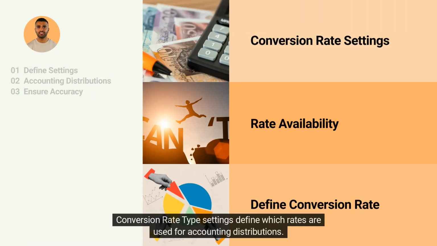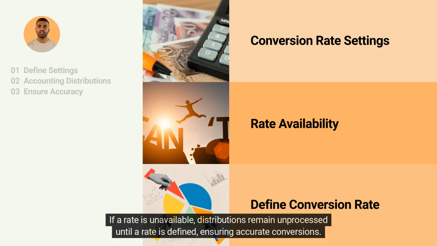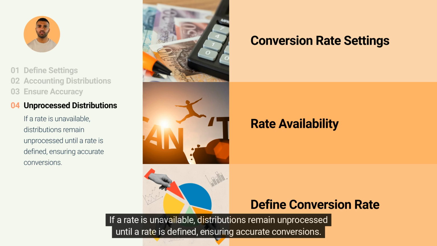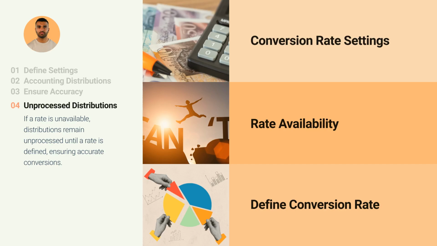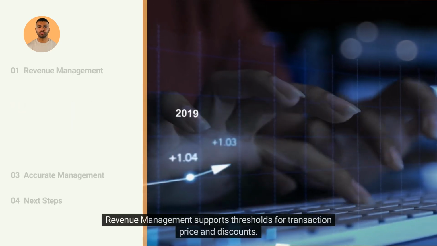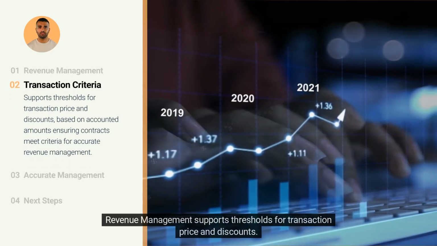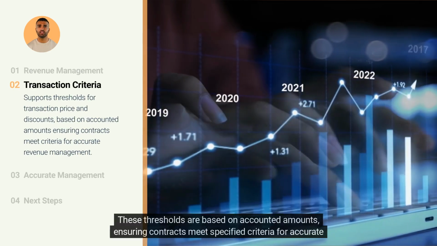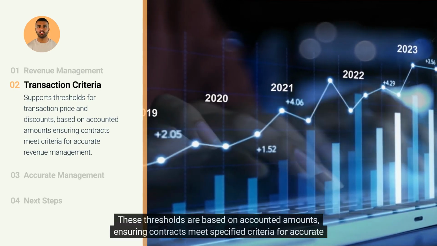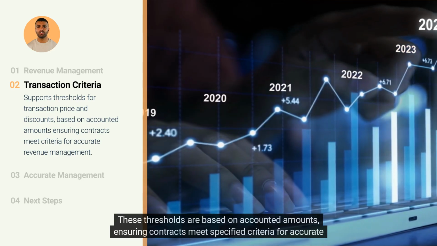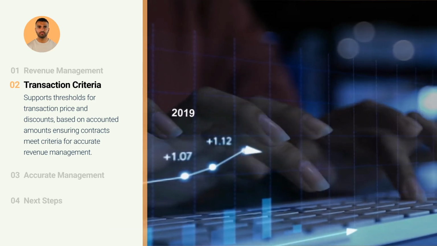Conversion rate type settings define which rates are used for accounting distributions. If a rate is unavailable, distributions remain unprocessed until a rate is defined, ensuring accurate conversions. Revenue management supports thresholds for transaction price and discounts. These thresholds are based on accounted amounts, ensuring contracts meet specified criteria for accurate revenue management.